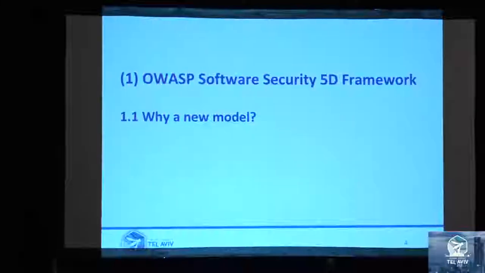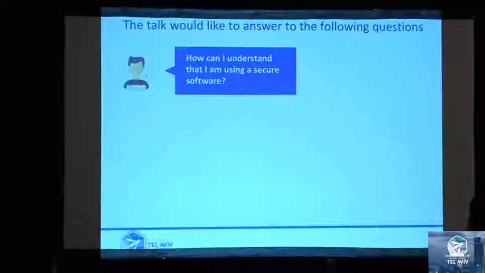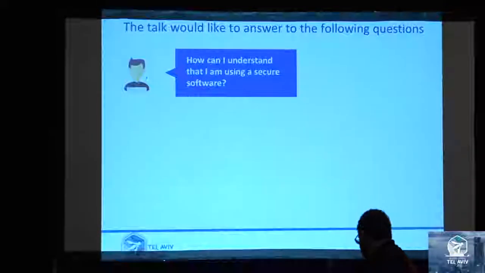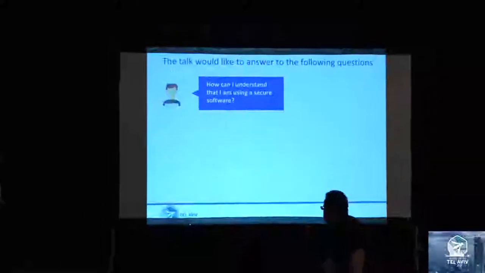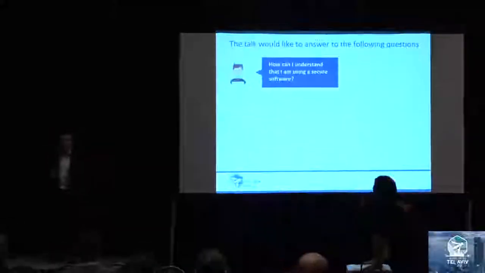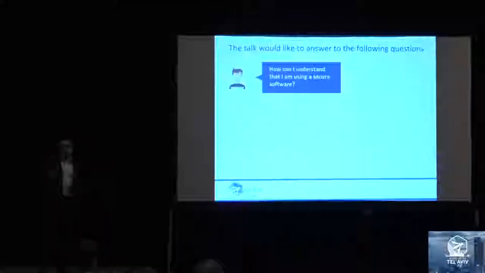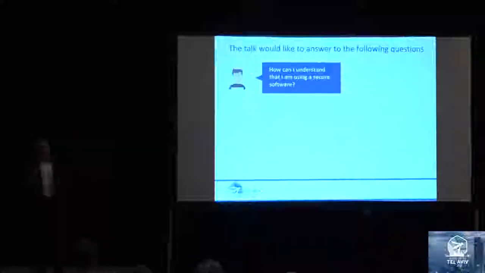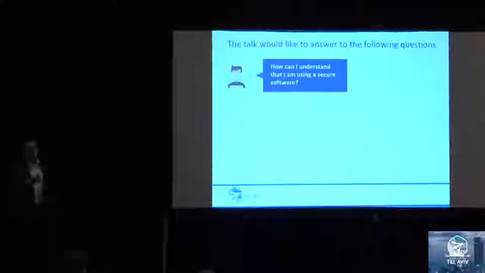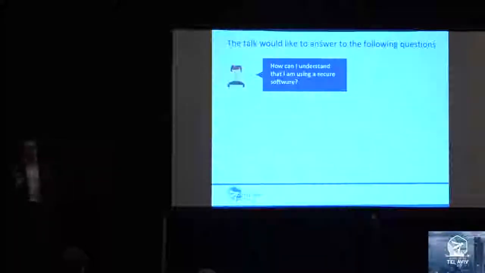So, let's see the model. But why do we need a new model? First of all, I would like to introduce some questions. Today, how can a user of an application understand if he's using secure software? Do you have an answer? Today, it's not possible for a user to understand if he's using a secure or not secure application. It's not like using a car, where you can touch the security of airbags, brakes, etc. Today it is a very complex answer.